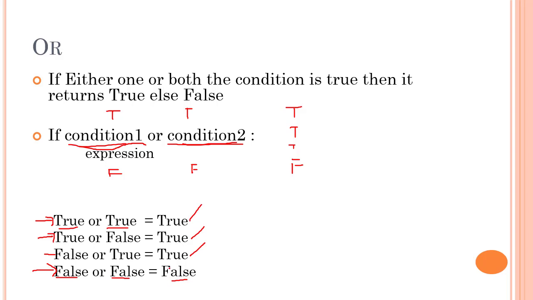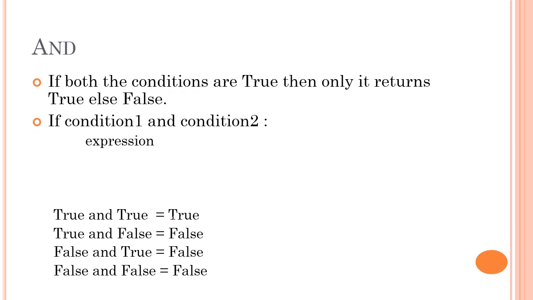Let's have a quick look at and, and then let's jump back into our Jupyter notebook. And works in quite a different fashion. Again, we have an example with two conditions, condition 1 and condition 2. If both the conditions are true, then only it will return true, else it will return false. If any one of the conditions is false, then it will return false.